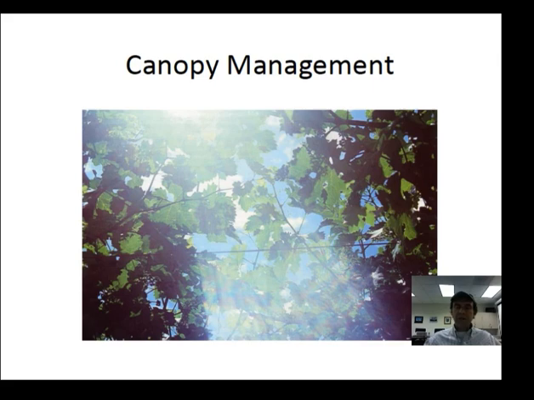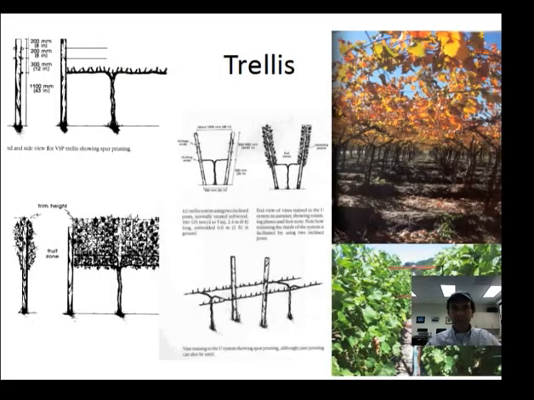Canopy management is related to light interaction. You can see in this canopy that there is great light exposure, and it's also easier for any spray application, and of course better to fight powdery mildew and different diseases. Trellis will help you with that.